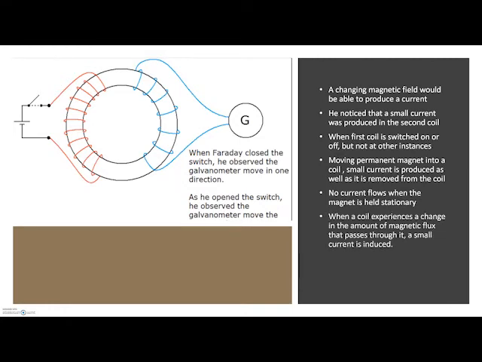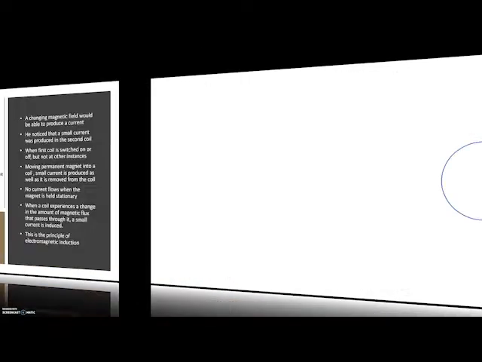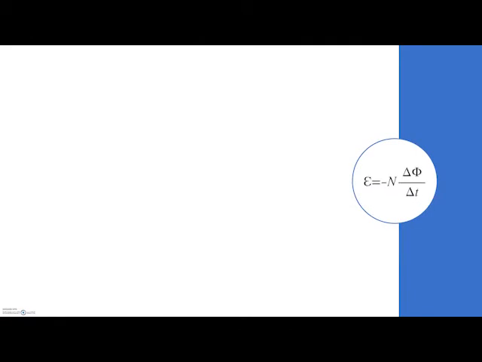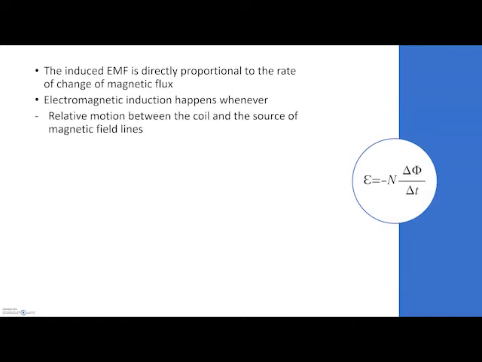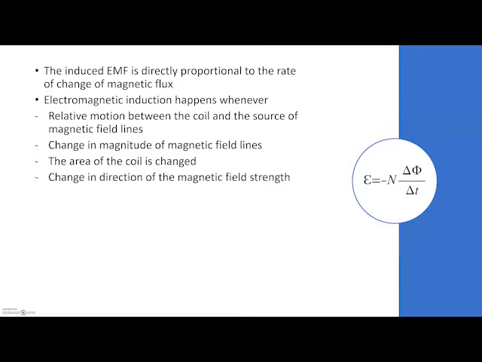When a coil experiences a change in the amount of magnetic flux passing through it, a small current is induced. This is the principle of electromagnetic induction. By looking at the formula, the induced EMF is directly proportional to the rate of change of magnetic flux. Electromagnetic induction happens whenever there is relative motion between the coil and the source of magnetic field lines, there is a change in magnitude of the magnetic field lines, the area of the coil is changed, or there is a change in direction of the magnetic field.